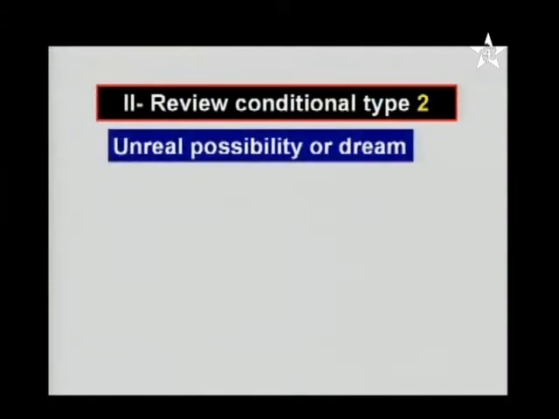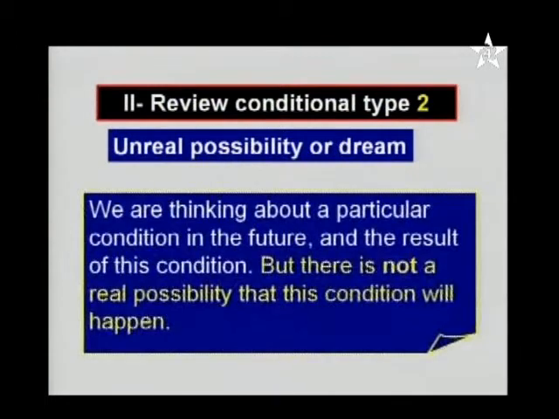Conditional type 2 is mostly referred to as unreal possibility or a dream. It's a kind of a dream. We are thinking about a particular condition in the future and the result of this condition. But there isn't a real possibility that this condition will happen.